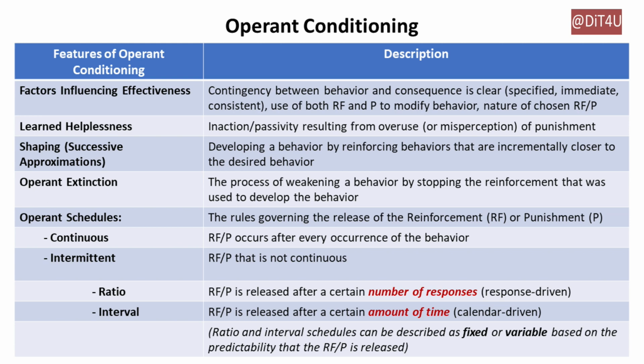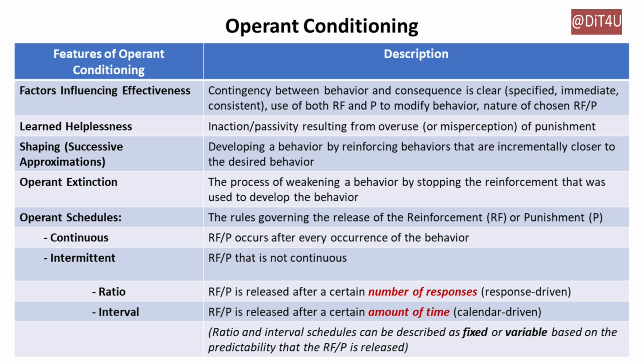Intermittent, obviously, it means it is not continuous. So under this, you have 2 types, ratio and interval. Ratio is response driven, number of responses, number, that is the key word. Whereas interval is time related, calendar driven, that is the key word. So if it is number, you know straight away it is ratio. Or if it is time factor, such as seconds, minutes, hours, days, weeks, months, years, then it is likely to be interval schedule. Does it make sense? So ratio, reinforcement or punishment is released after a certain number of responses, response driven. Interval, reinforcement or punishment is released after a certain amount of time, calendar driven.